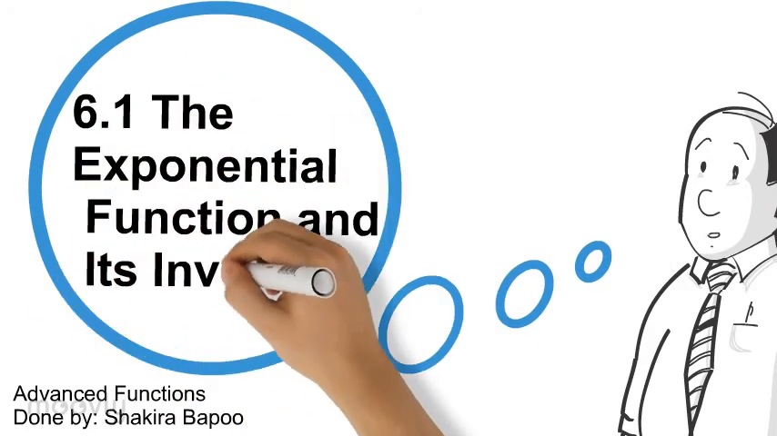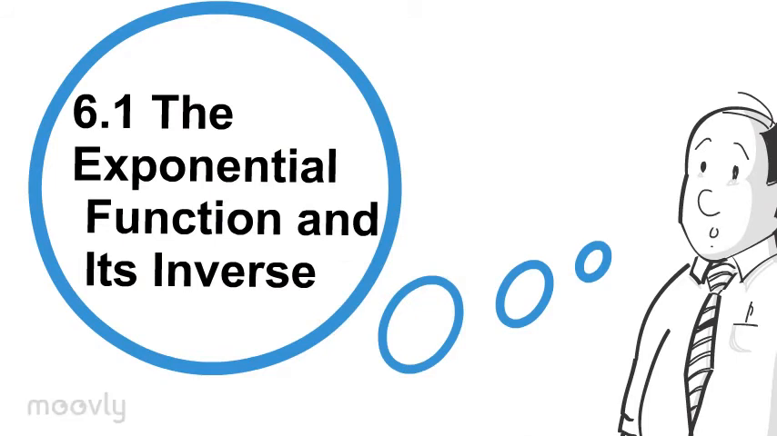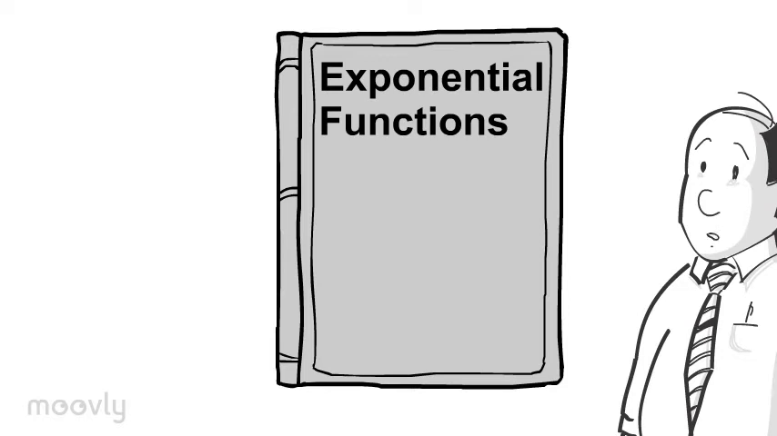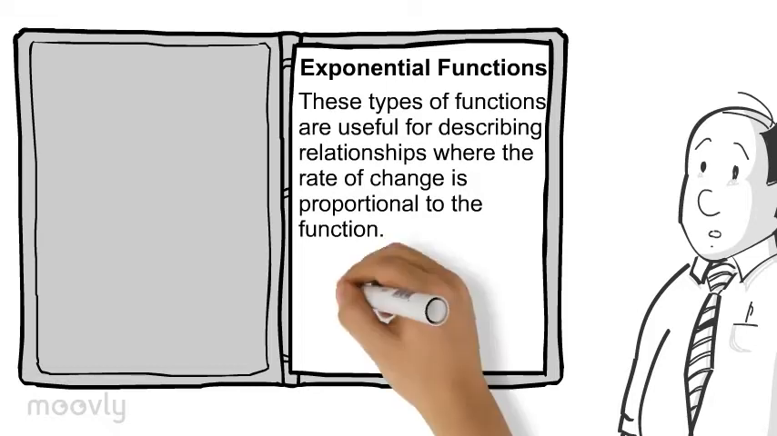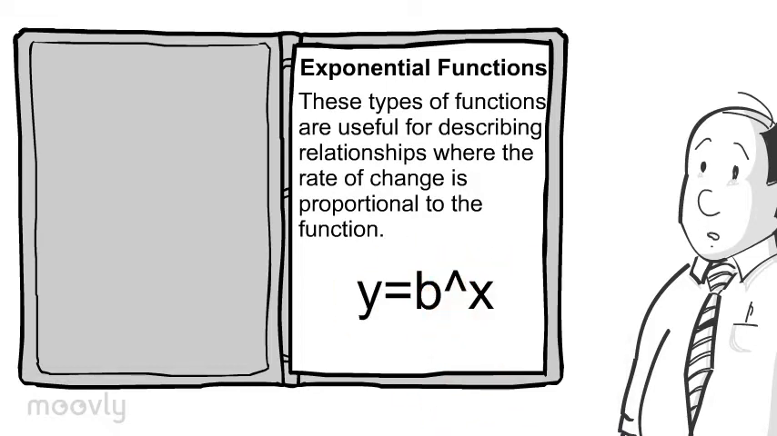This video sums up 6.1 about the exponential function and its inverse. Firstly, let's take a look at the exponential function. Exponential functions have a rate of change which is proportional to the function itself. In other words, the finite differences are changing at the same rate as the y-values of the function. The general equation for this function is y is equal to b to the power of x.